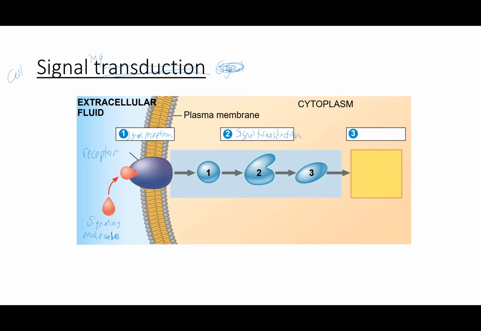And that's what we call signal transduction. So you'll see there's 3 molecules involved. Sometimes it's only 1, sometimes it can be more than 3, but there's a pathway of moving that signal from the receptor to the target that's going to cause the response. So this is called a signal transduction pathway.